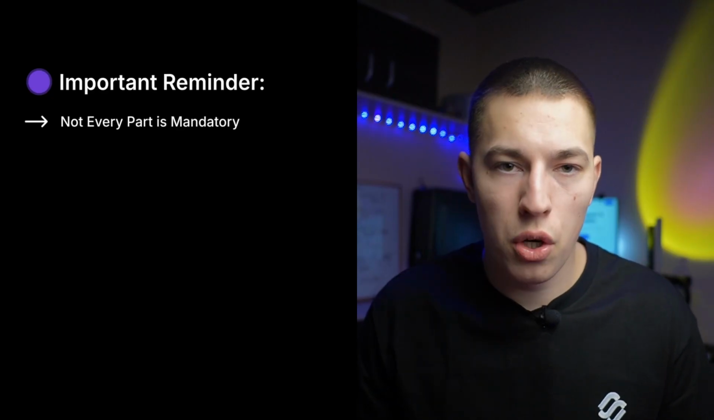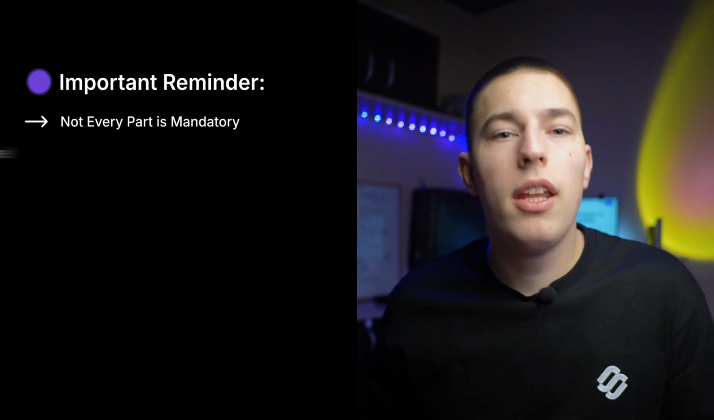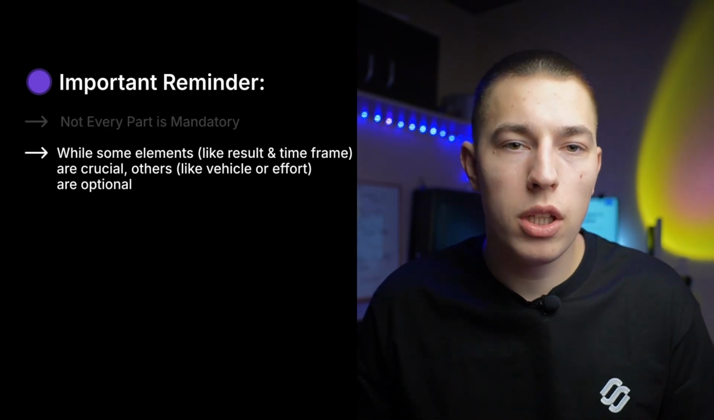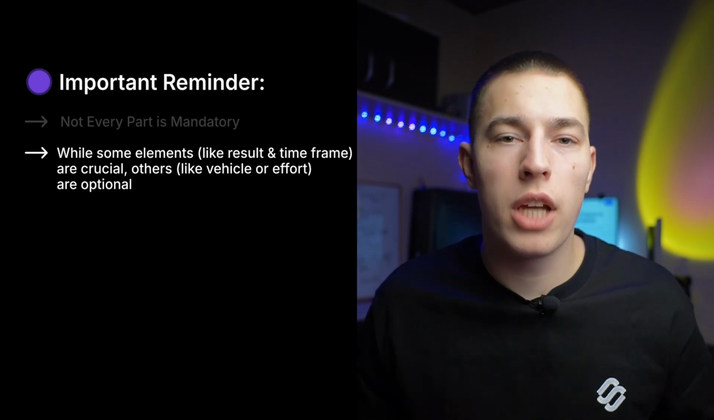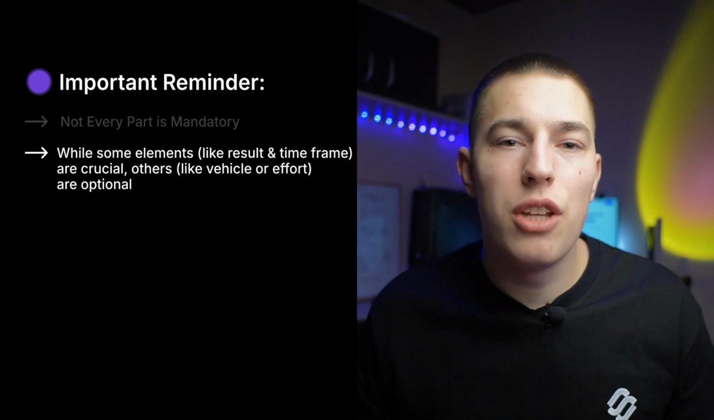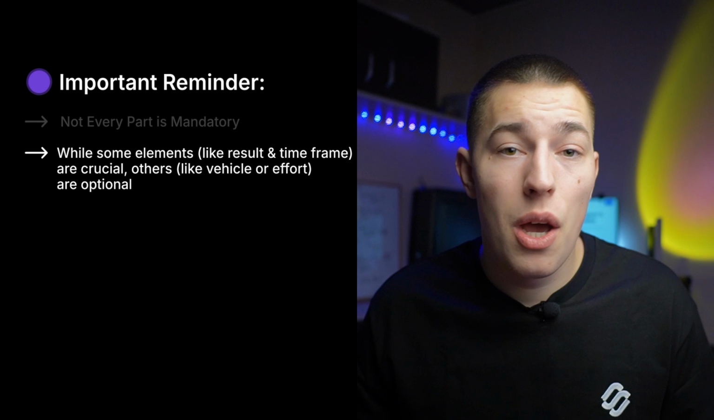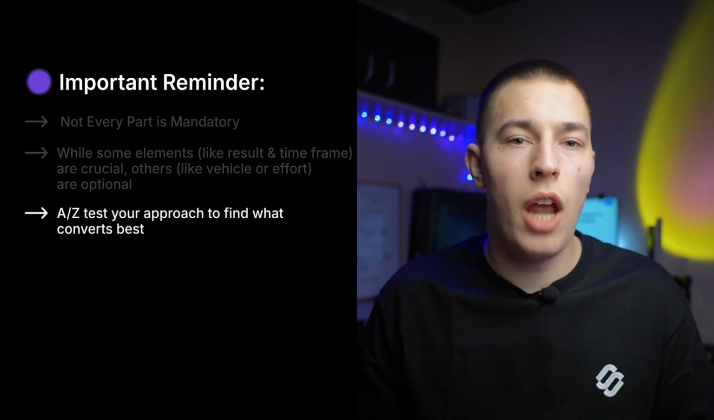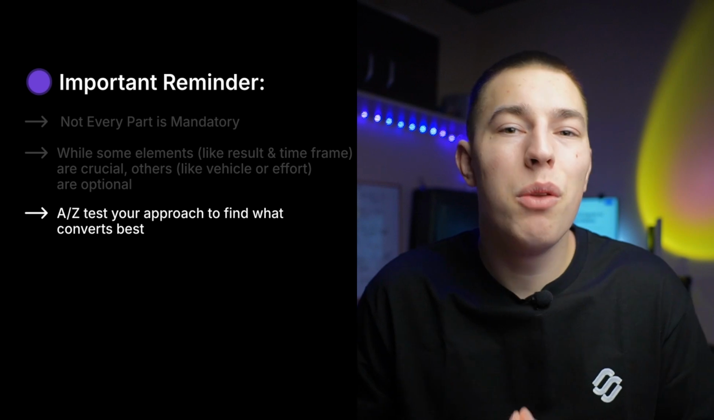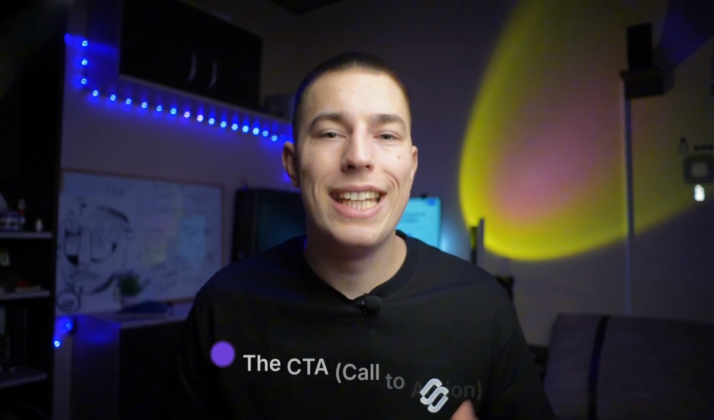But before we do that, I want to mention something important. Each part in your offer is optional. Nothing is set in stone. While the result and time frame are super important, mentioning the vehicle might not be necessary. And this applies to each part I covered. These are the variables that you can and should change and test, but it doesn't mean that you should always have them all. A/B test different variations, and perhaps doing less will work better. Now we're ready to talk about the last part of your email copy, the CTA. So, see you in the next module.